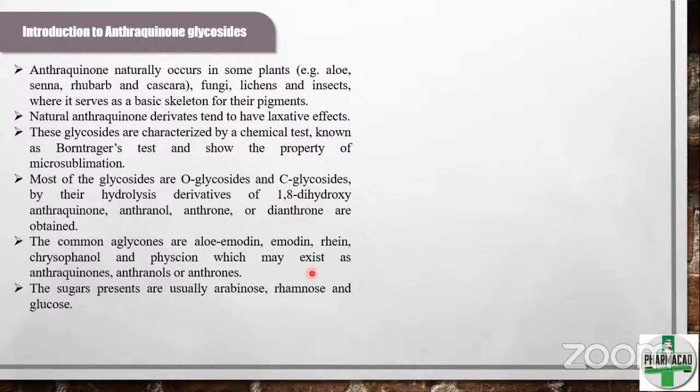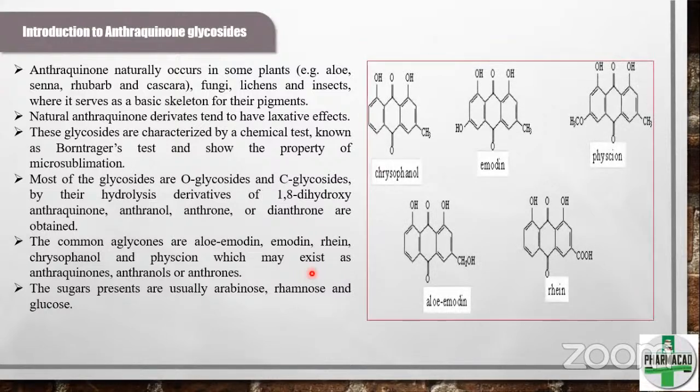So the common glycosides. Now, if you want to understand glycosides, particularly anthraquinone glycosides, these 5 basic structures, are you following? Chrysophanol, emodin, physcion, aloe-emodin, rhein, you should know these 5 basic structures. Now the sugars present usually are what? Arabinose, rhamnose and glucose. So all anthraquinones will be built from these 5 structures.